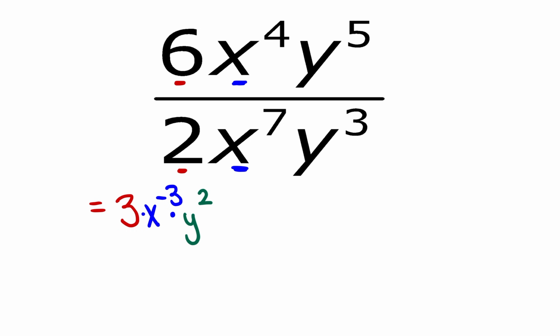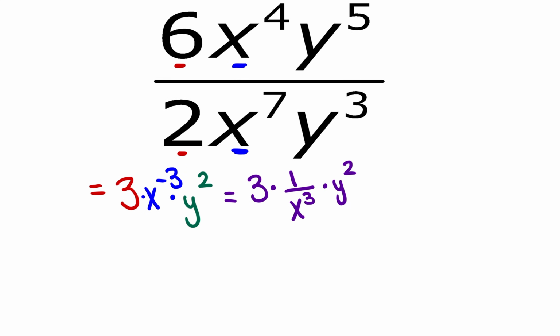Keep in mind that I cannot have a negative exponent. Hence, we can go ahead and rewrite this to be 3 times 1 over x to the 3rd times y to the 2nd. Now from there, we keep all the terms that have a positive exponent in the numerator. So this gives us 3y to the 2nd divided by x to the 3rd. And that's going to be our final solution.